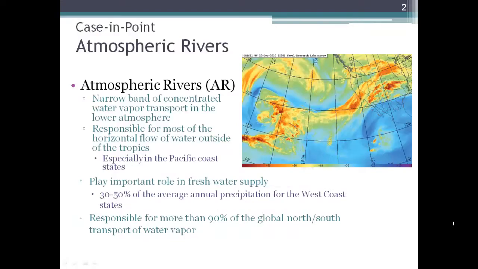The chapter opens with an interesting case in point about atmospheric rivers. These are bands of concentrated water vapor transport in the lower atmosphere. They've been studied extensively off of the U.S. western coast, and it's been found that they play a very important role in providing fresh water to the western U.S. 30 to 50% of the average annual precipitation for the West Coast comes from these atmospheric rivers. So this is a river in the atmosphere, not in the ocean, of water vapor that's transported.